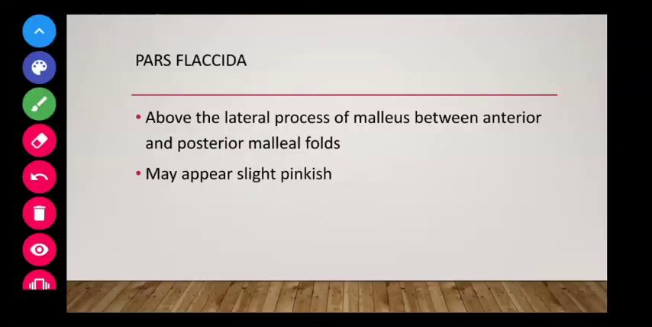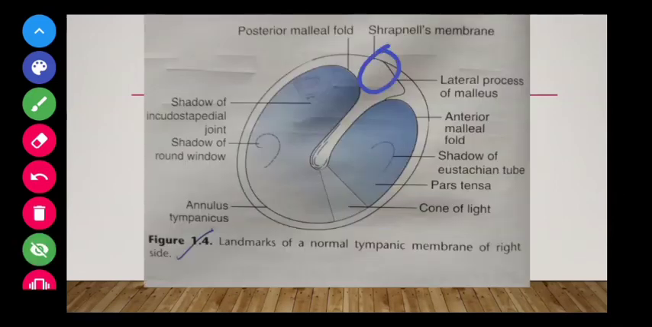And pars flaccida is present above the level of the lateral process of the malleus, between the anterior and posterior malleolar folds. It may appear slightly pinkish in color. Present here, this is pars flaccida, which is present above the level of the lateral process of the malleus between the anterior malleolar fold and posterior malleolar fold.